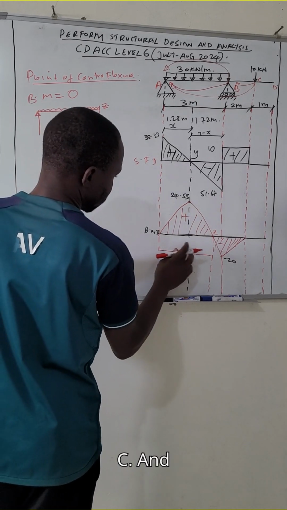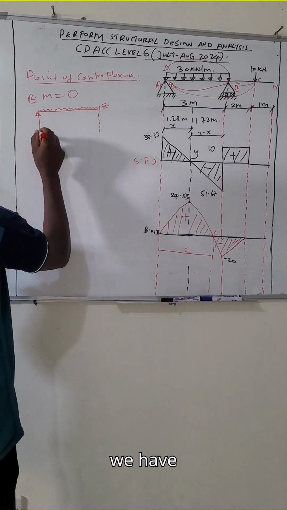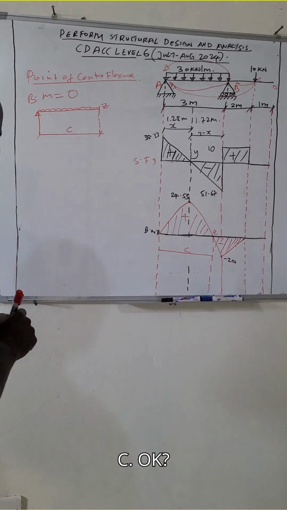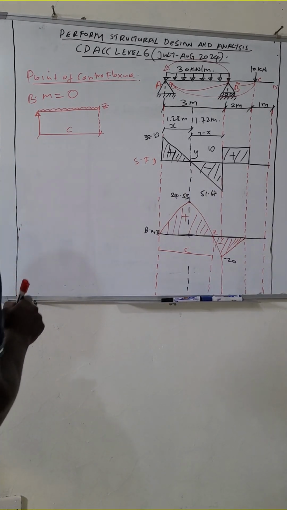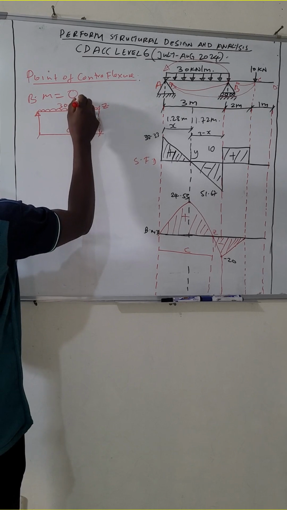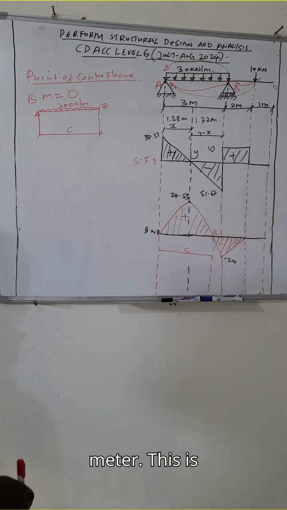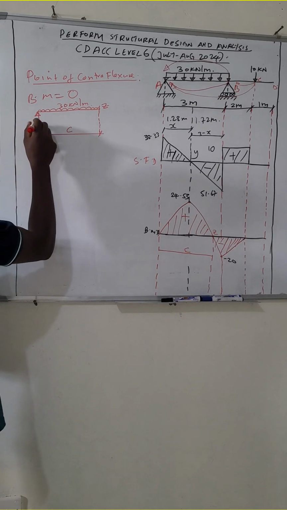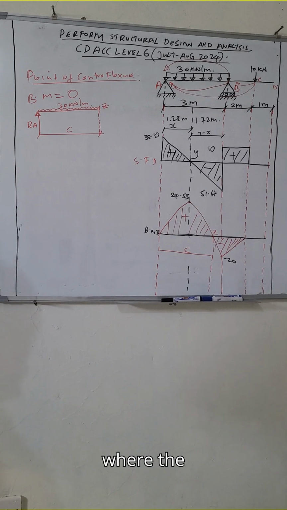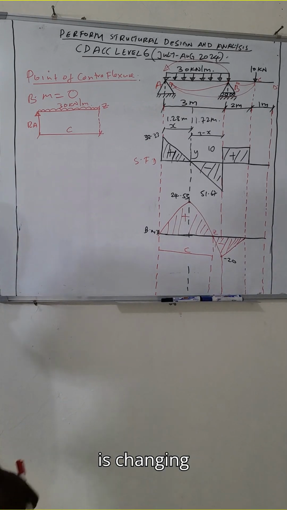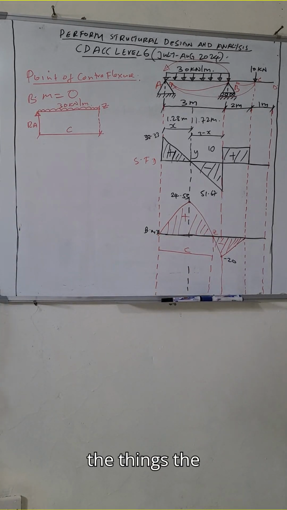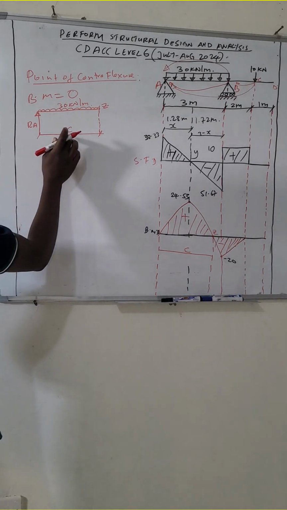Let's call this distance C. This is 30 kilonewton per meter. This is RA, and this is Z, the point of contraflexure, where the bending moment is changing sign from positive to negative. So the thing here is to calculate this distance C.